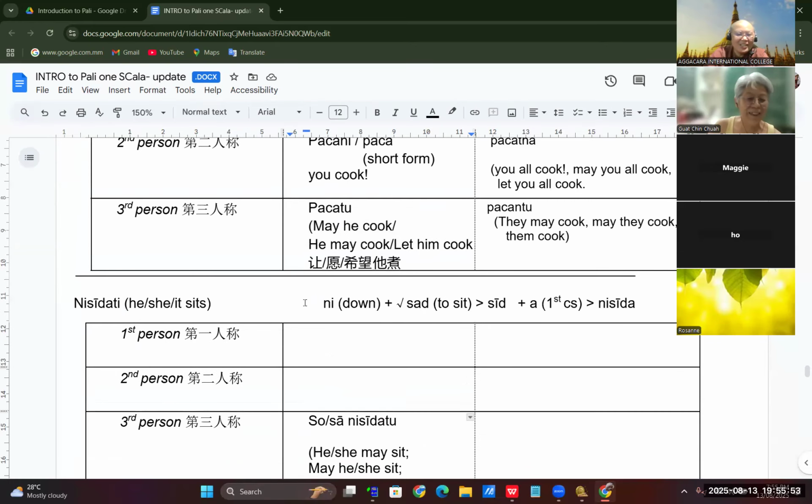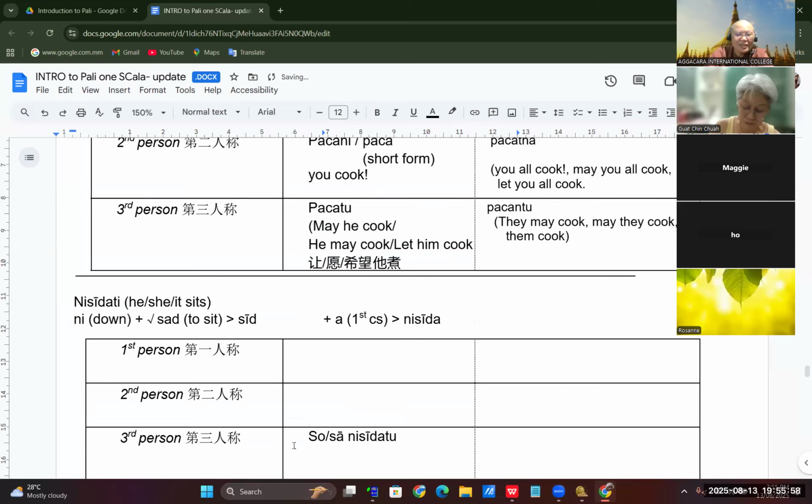Okay, so I think you all just repeat the same exercise for this one. Nisi dati. Ni is a prefix here. Sat, change it to sit. All right. Then you add the conjugation sign a. So you got nisida. So based on the nisida, present tense will be ti. He sits. She sits.